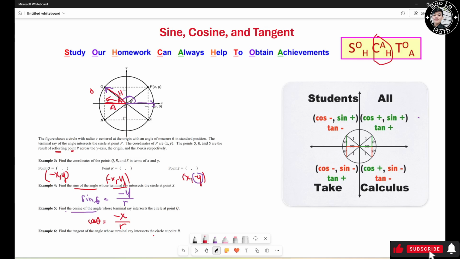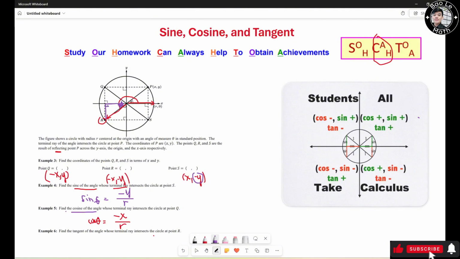Now, example number 6. Find the tangent of the angle whose terminal ray intersects the circle at point R. Alright, so point R is right here, and the angle is going to be this one, because the initial ray is right here and the terminal ray is right here. So we cannot use this angle to create the right triangle, so we need to use the reference angle. The reference angle is going to be right here. So the right triangle should be right here.